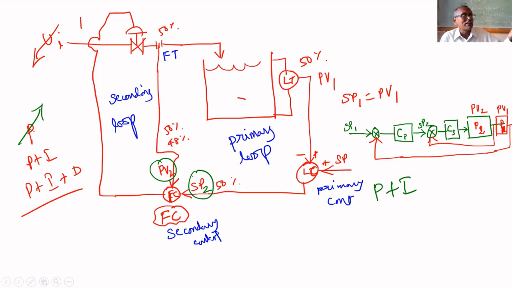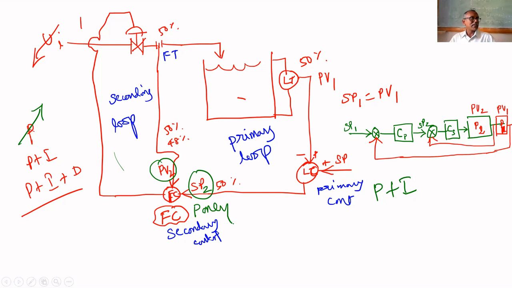The I mode means it will take time. It will introduce delay in the process. That's why there is no need for I mode. At the same time, no need to have PV2 equal to SP2. The only thing is I have to speed up the response. That's all. There may be a difference, a steady state error may be there. But the level should be controlled quickly. That's why we are putting a P only controller. That's why the flow process here will be P only.